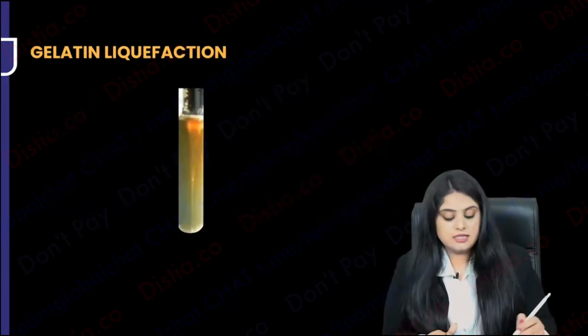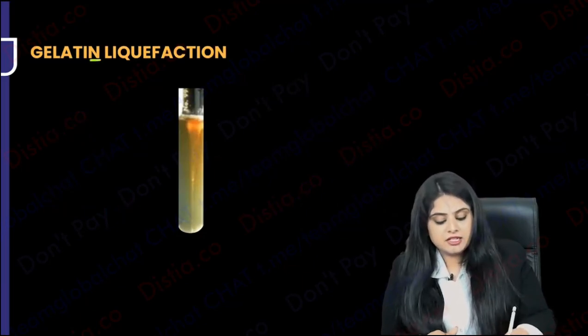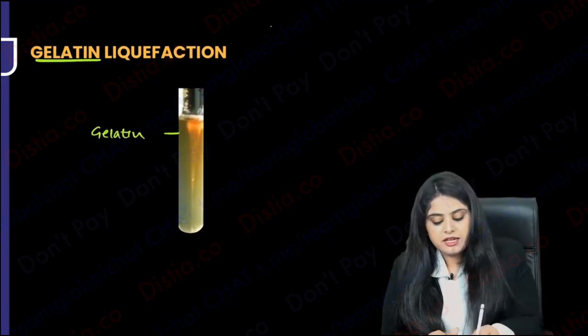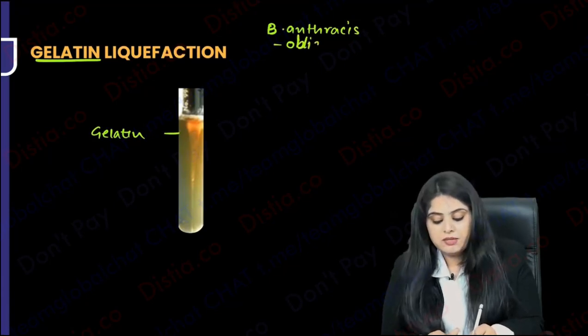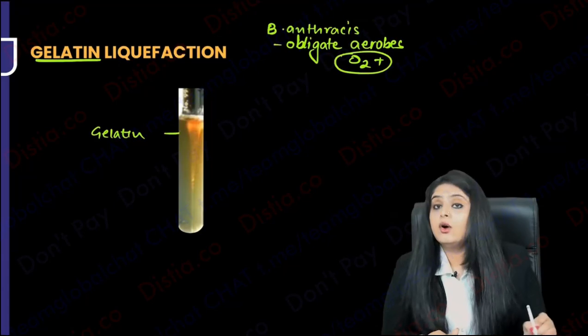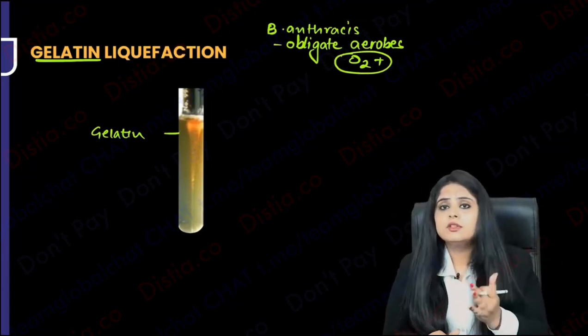What if I use gelatin? So now tell me one thing before I start. Firstly, this is a tube and I have taken gelatin inside it. And tell me one thing, when I'm dealing with Bacillus anthracis or any bacillus, did I tell you that they will definitely require oxygen? They are going to be obligate aerobes, means they are going to require a lot of oxygen. Wherever you give them oxygen, they will work. You don't give them oxygen, they will not work.